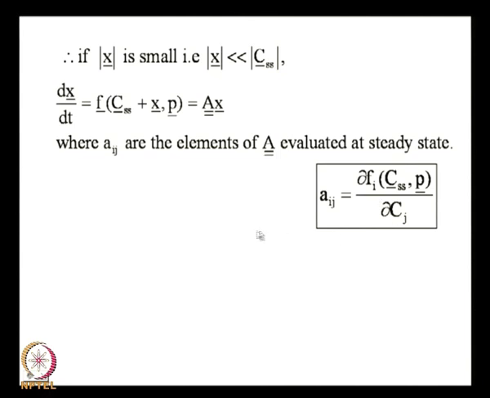Is that clear to everybody? Any question, you ask me, please. So this is the compact form of writing aij. Okay, so aij are the elements of the matrix A.